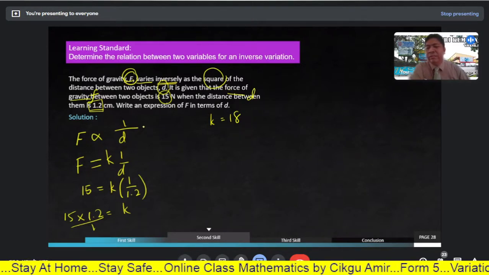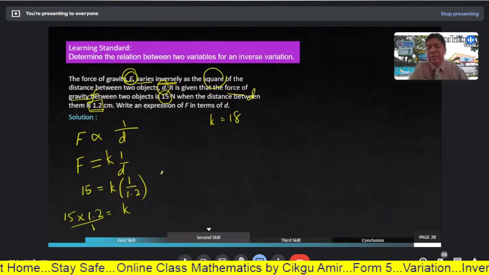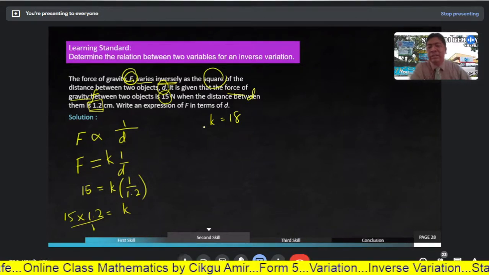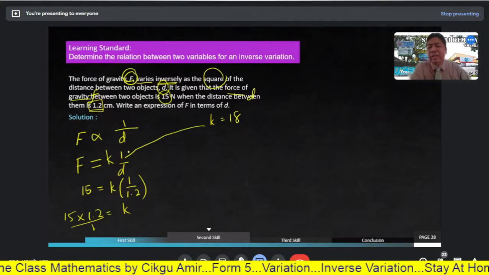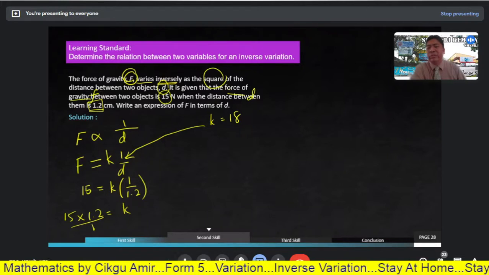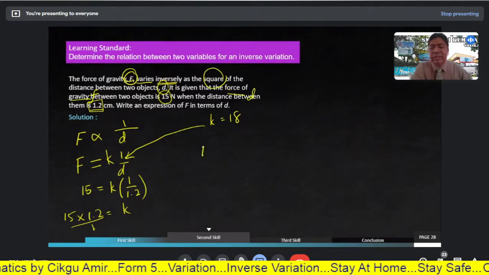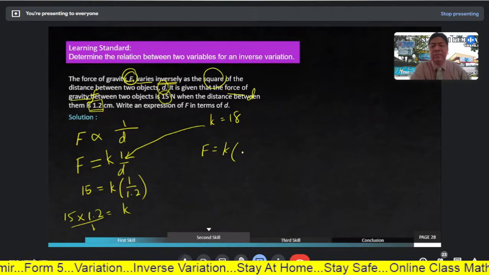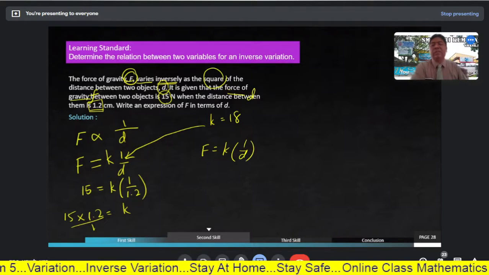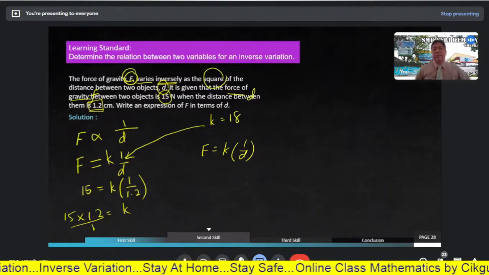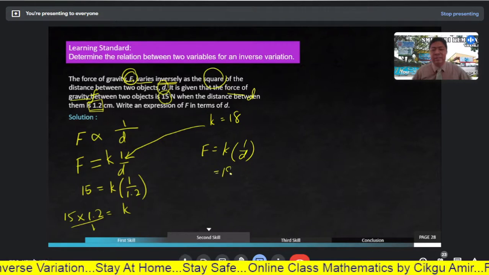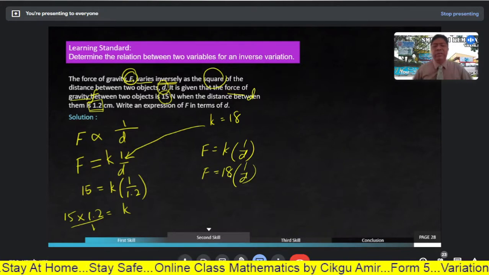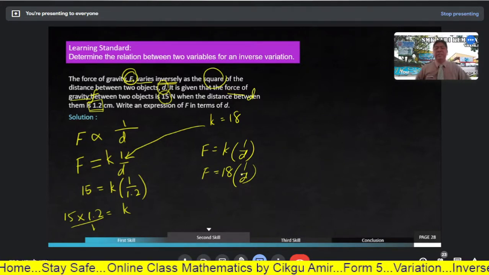First step done, second step done, third step done. We have the value of K here. So the last one is take the value of K and put back in equation form. Equation form here is F is equal to K in bracket 1 over D. So K here is 18. F equal to 18 in bracket 1 over D.